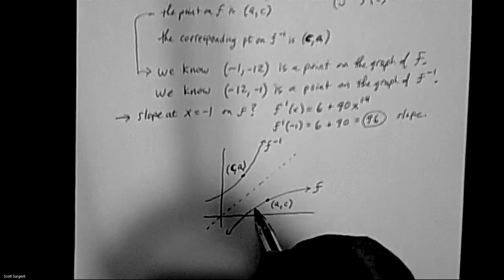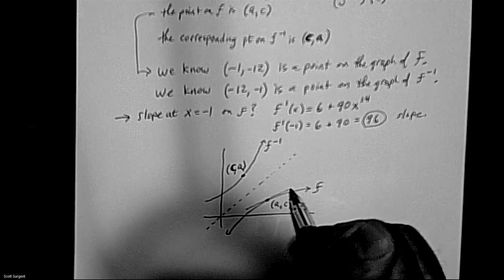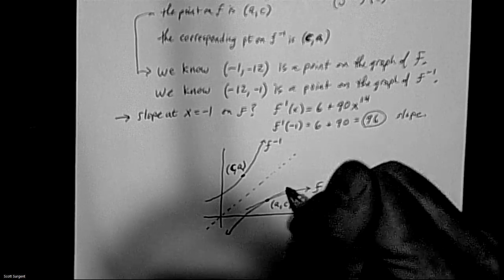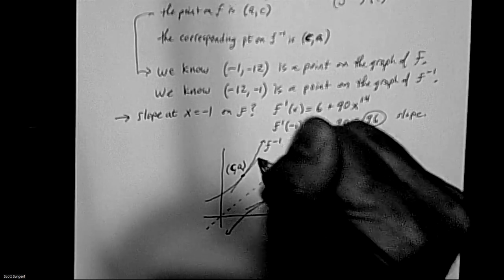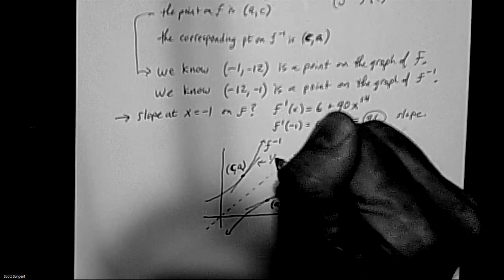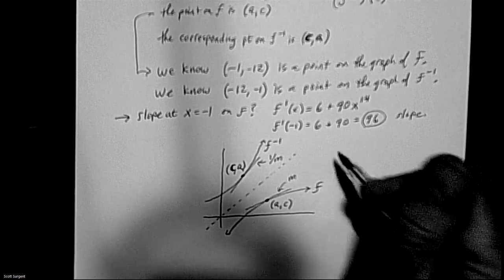Okay. The slope on the f graph, we'll call it m. The corresponding tangent slope is just actually the reciprocal, 1 over m. That's all you need to know.